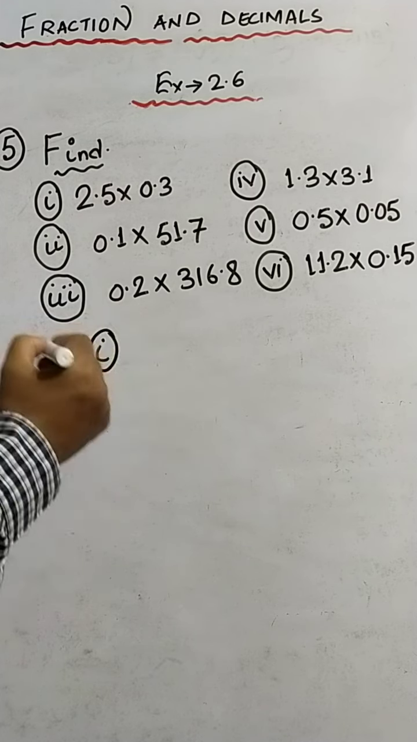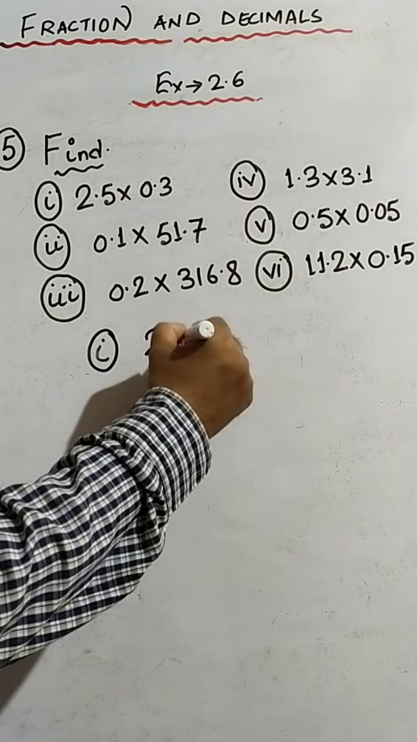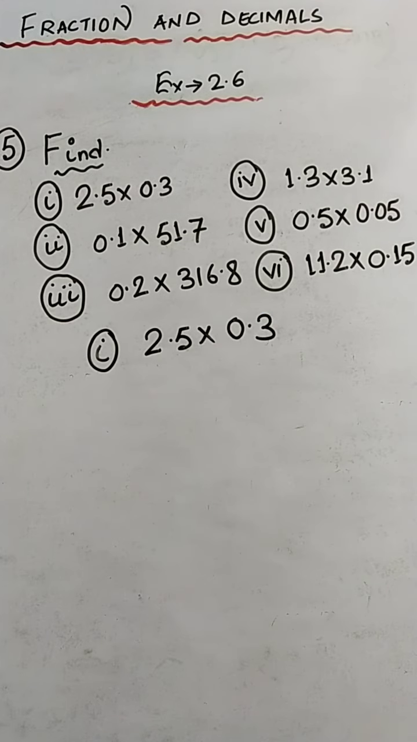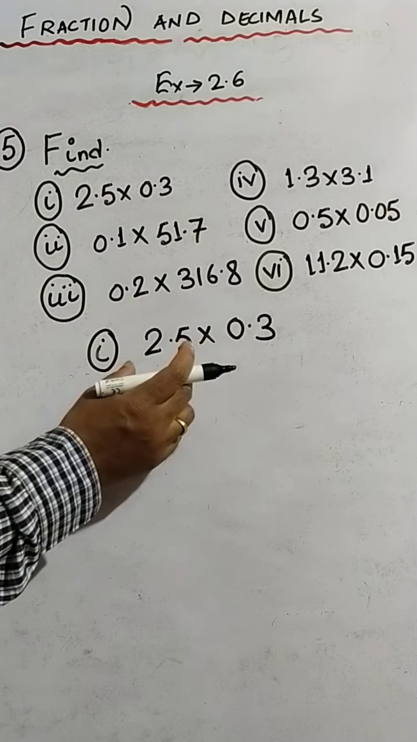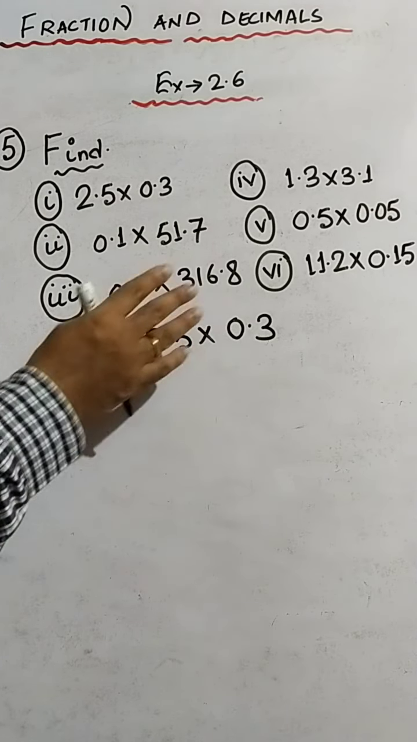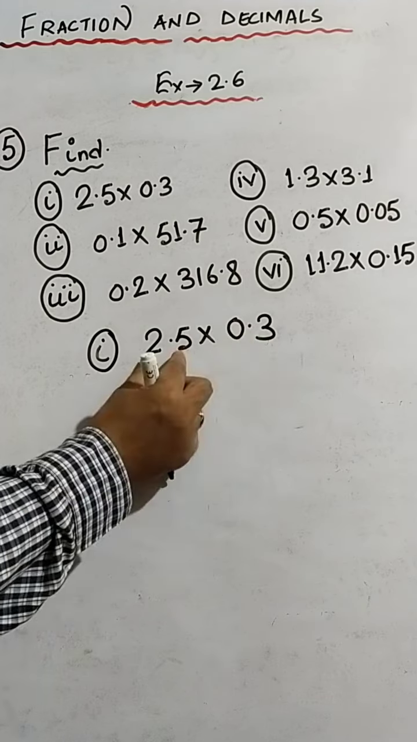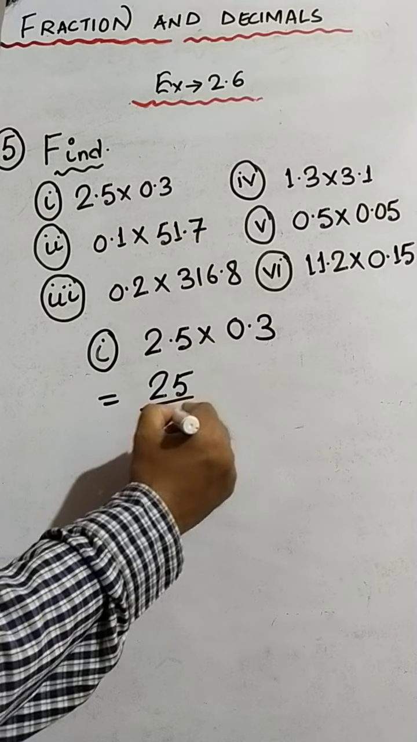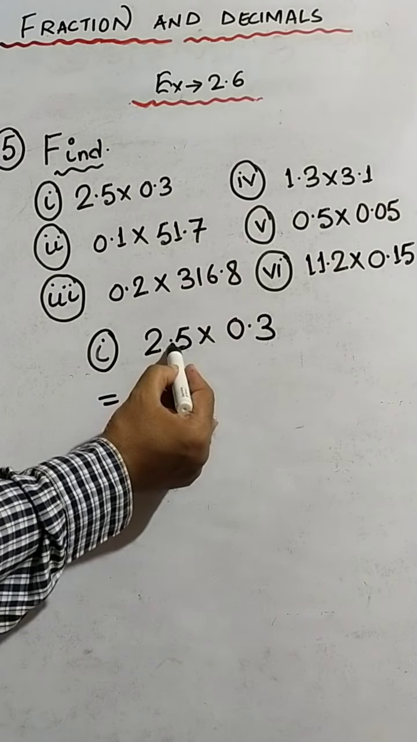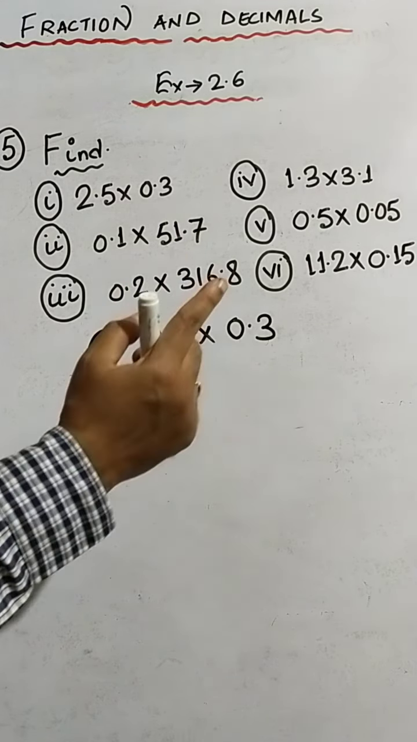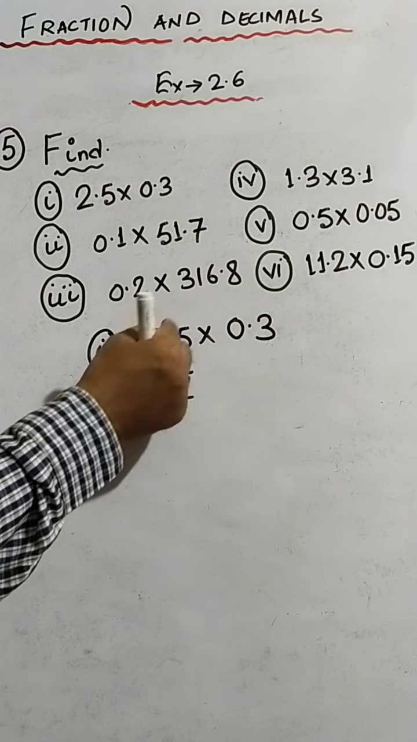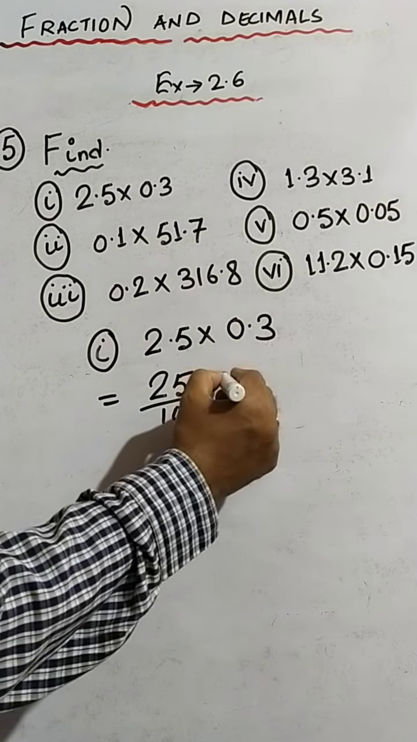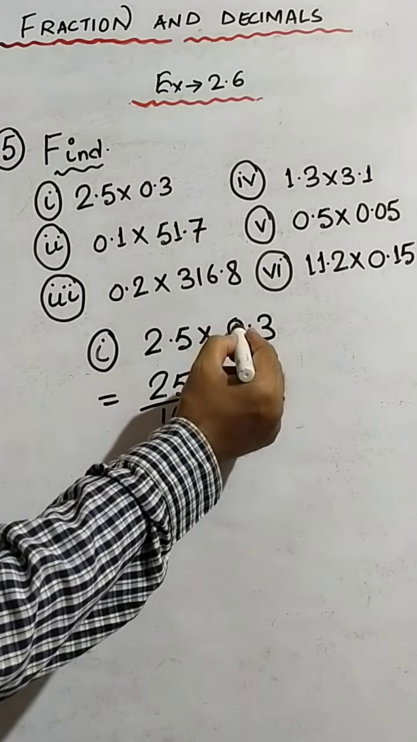Question number 1 is 2.5 into 0.3. So what is the first thing we have to do? We have to convert the decimal form to fractional form. So we write 25 upon 10. Why 10? Because after the decimal, how many digits are there? One. So if there is one digit after the decimal, we divide the number by 10. Absolutely right.